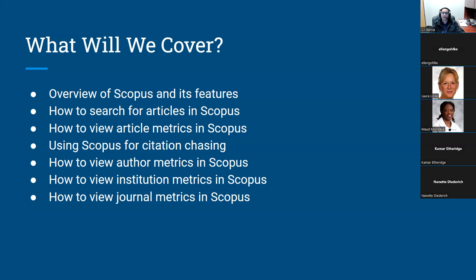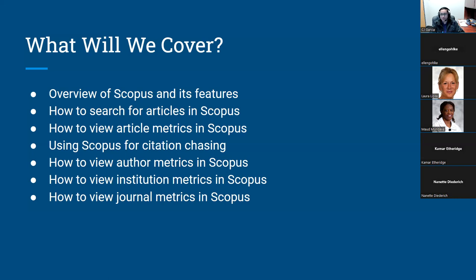We'll talk about using citation chasing in Scopus, which is a term you may be familiar with if you've worked on comprehensive reviews like systematic or scoping reviews. But Scopus makes it really easy to see documents that are citing a particular article or that are cited by a particular article. We'll also spend some time looking at that. And then we'll go over all the various other types of metrics that are available in Scopus.